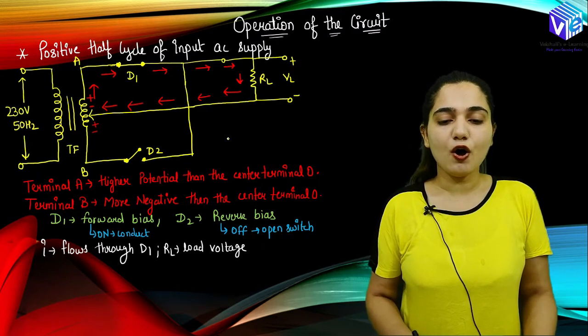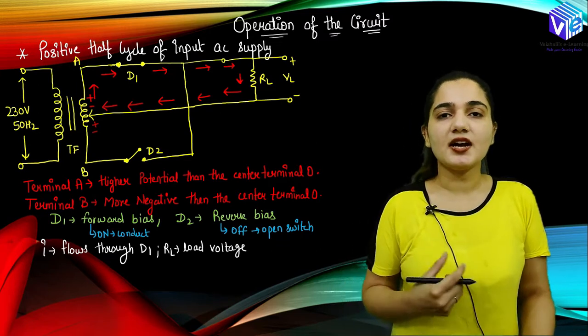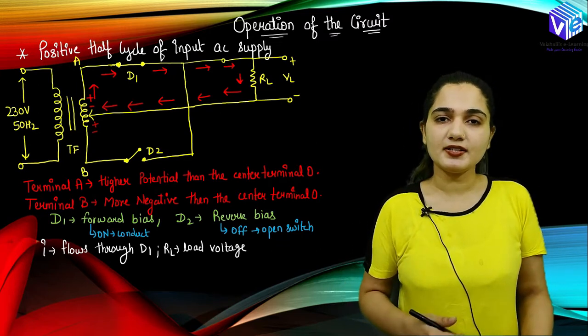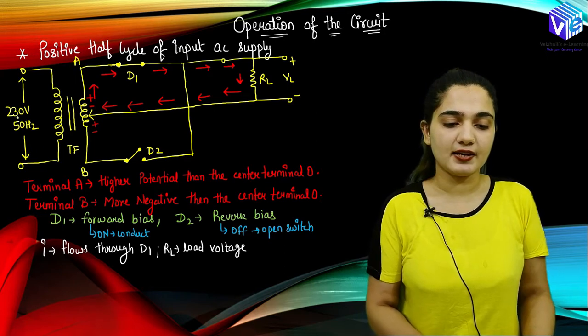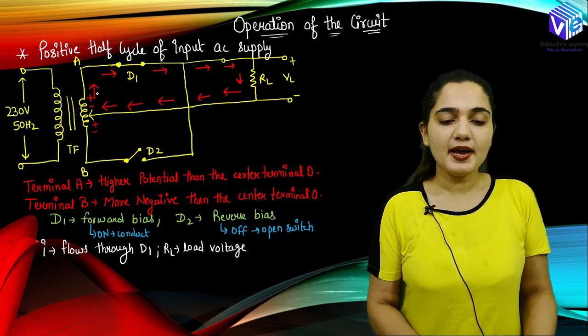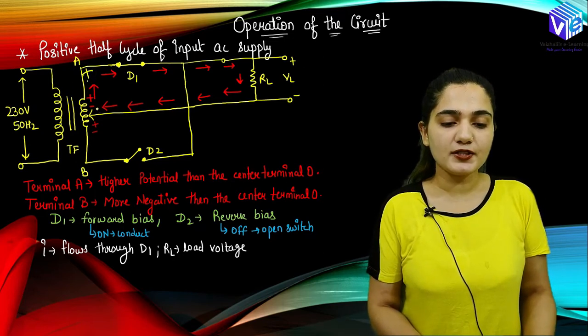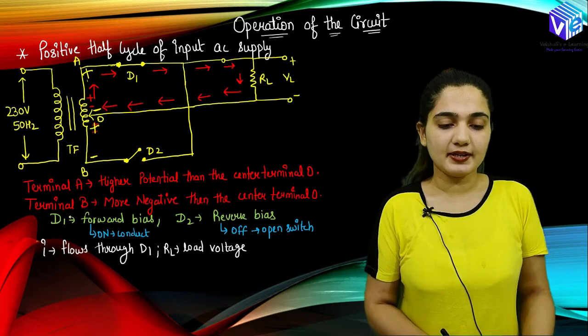So now this is the operation of the circuit. For the positive half cycle, first let's understand the operation, then we will be understanding the operation for the negative half cycle. Here we have the transformer, we are supplying the input. Now when I have the positive half cycle, at the A terminal I will be having the positive, right? So here I will be having negative.